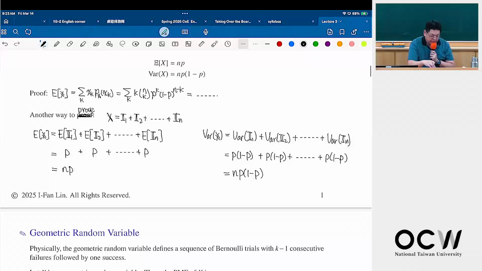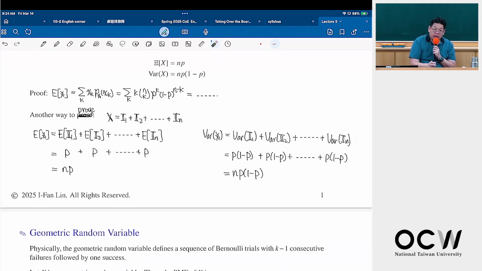For geometric random variable, it says that physically the geometric random variable defines a sequence of Bernoulli random variables. Again, we will use the concept of Bernoulli trials, with k minus 1 consecutive failures followed by the one success. So it's like I flip the coin and I always got tail. And finally I got head because I want head. Then this will be the geometric random variable.